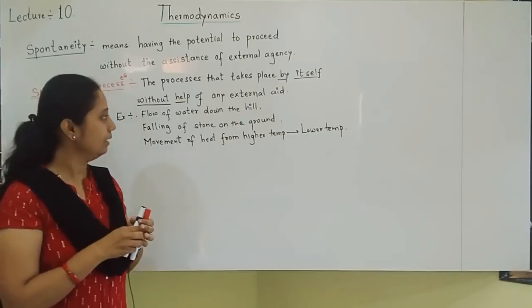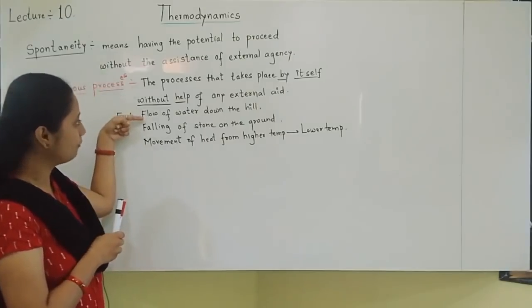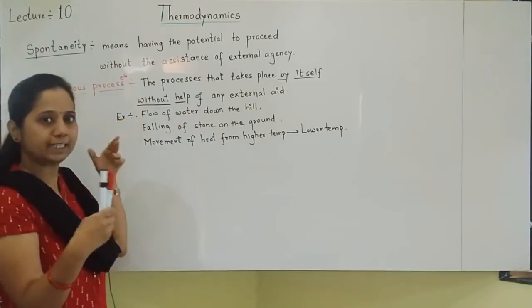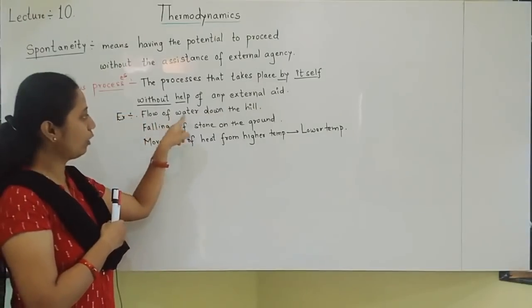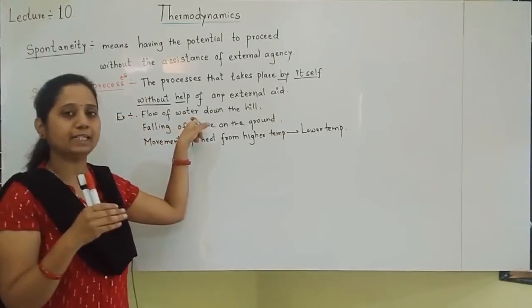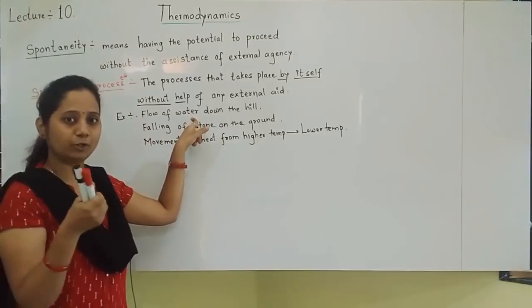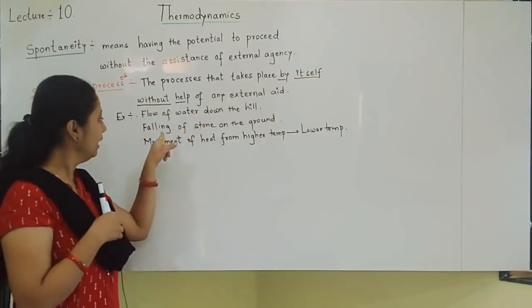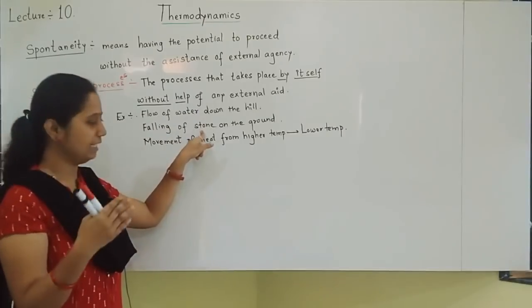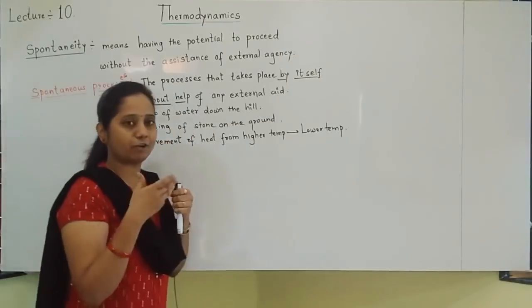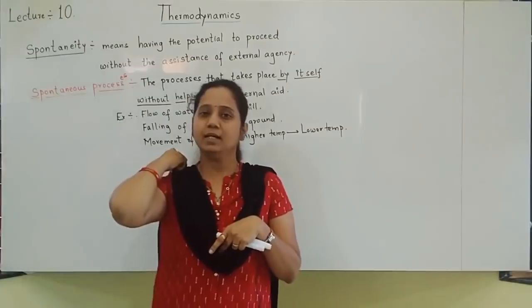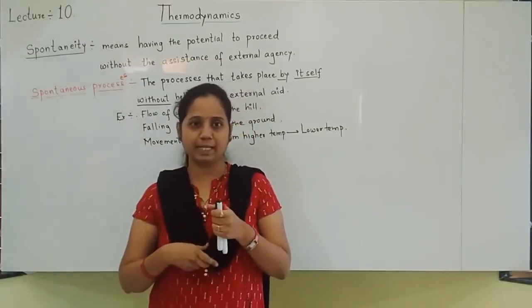Okay. Otherwise take example, flow of water down the hill. On itself it takes place. Water always flows down the hill on itself. For that we should not use any motor. Okay. Falling of stone on the ground on itself. Movement of heat from higher to lower. Okay. Higher to lower, you can take so many examples.